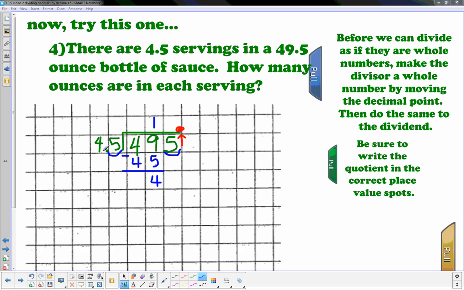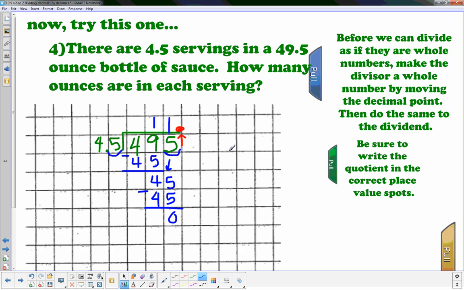All right, let's check over your work. First, did you move the decimal 1 place to the right? Then 1 times 45 is 45. When I subtract, I get 4, and I bring down a 5. So, did you get 11 for your answer? I hope so. If not, check over your work and look at my work.